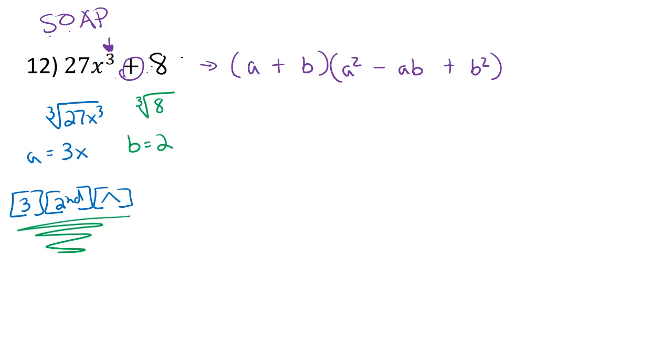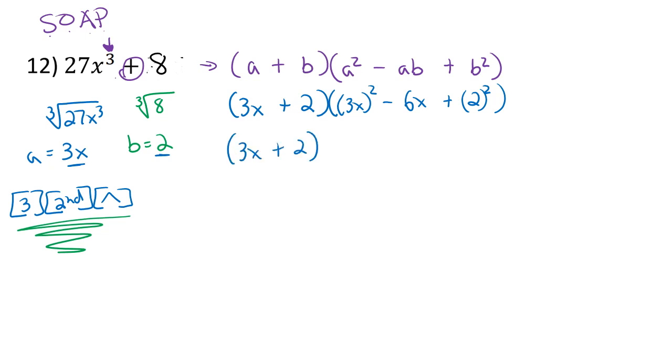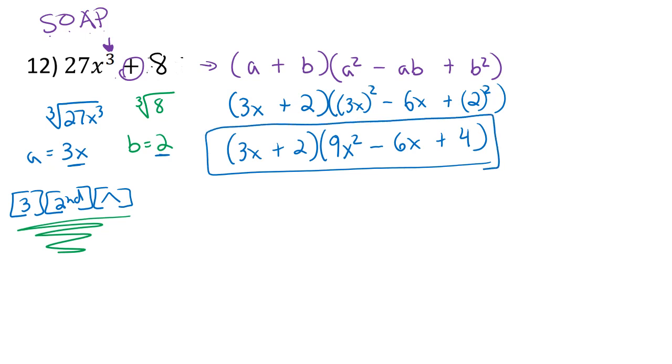So we just fill it into the form. So we're going to have parentheses, the a is a 3x, plus b is a 2. Then we have 3x being squared, minus a times b, so 2 times 3x is 6x. And then we have b being squared. So just to clean up the problem, 3 squared is 9, x squared is x squared, minus 6x, and 2 squared is 4. And you have your nice simplified answer.